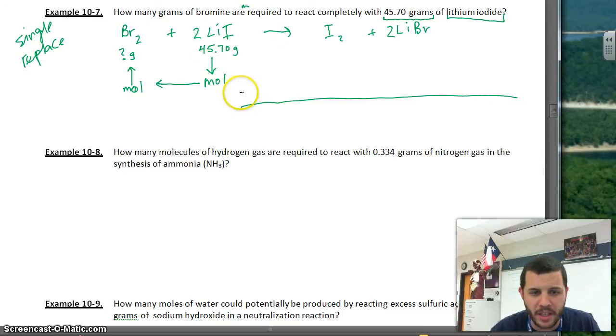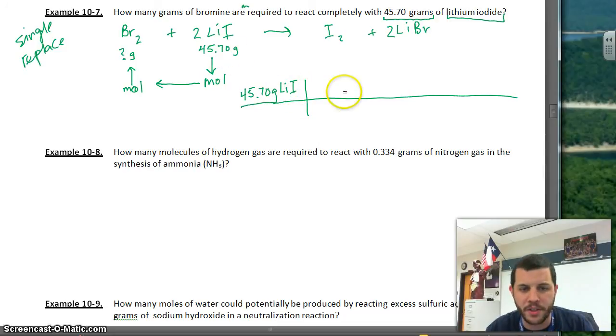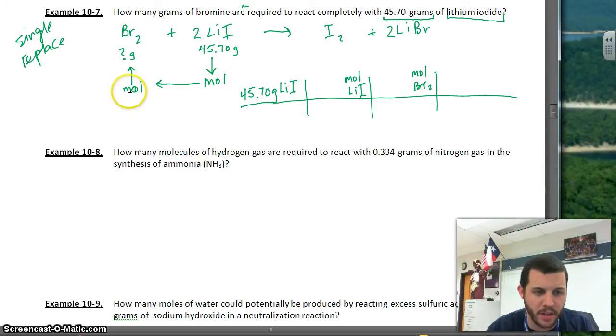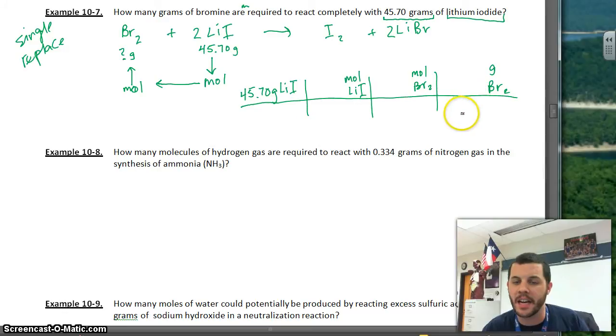I'm going to start off my T-chart with 45.70 grams of lithium iodide. And I'm going to go from grams of lithium iodide to moles of lithium iodide, then from moles of lithium iodide to moles of Br2, and then from moles of Br2 to grams of Br2. That's why we love the mole road, because it writes it out as a roadmap. That's exactly what it is.